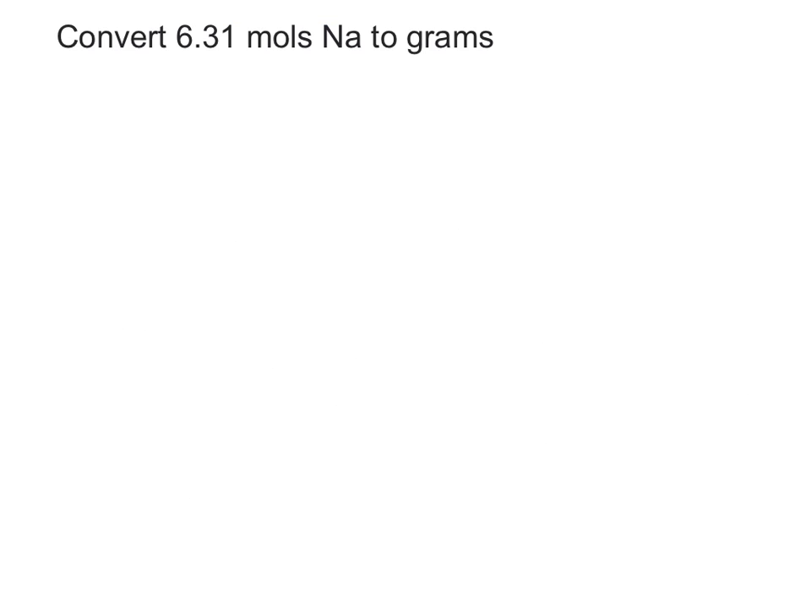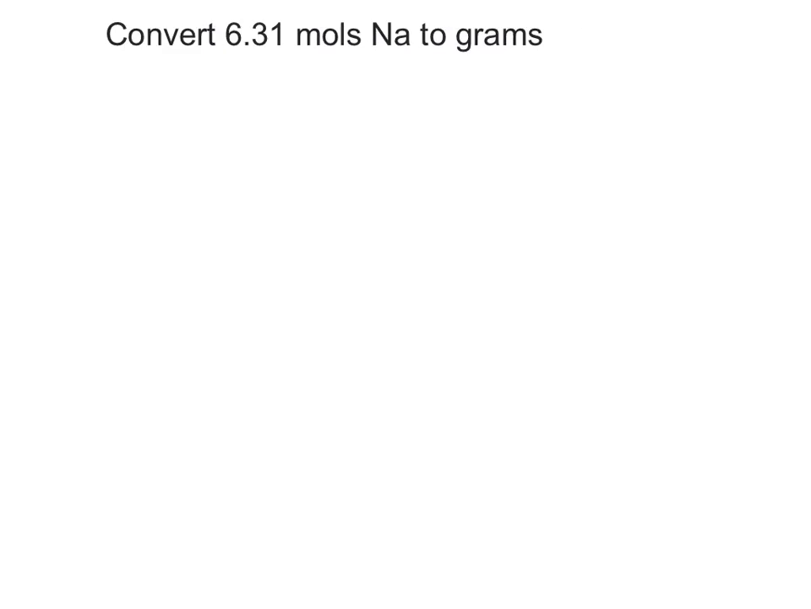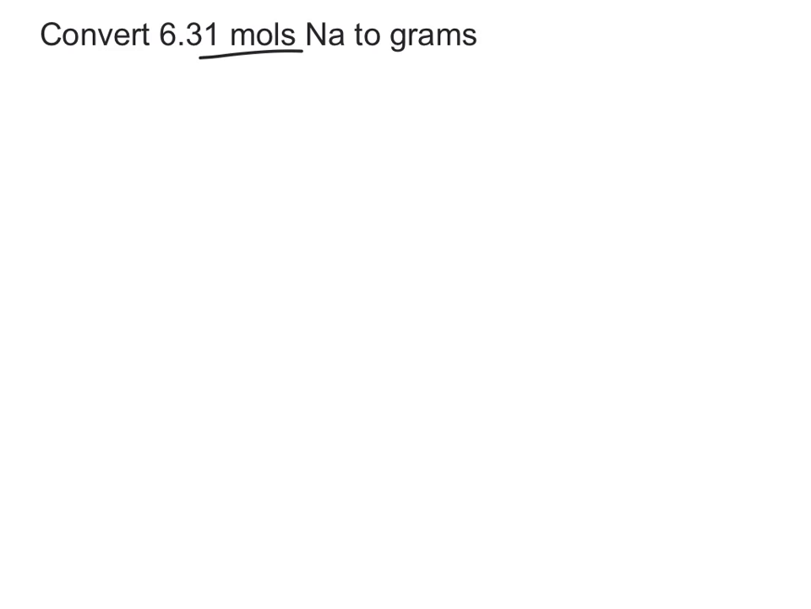Okay, all cleaned up. Let's go ahead and get started. What we're going to do right now is go from moles to grams. Okay, that's the conversion we're going to do right now. Now, first step, you've got to find the conversion factor, right? You can't do anything until you have a good conversion factor.